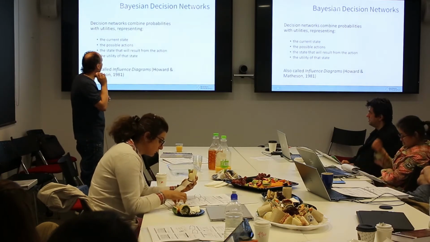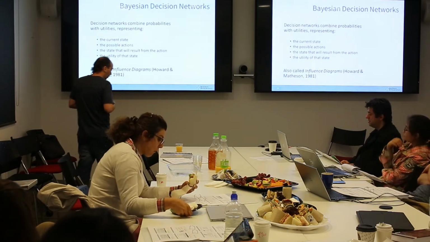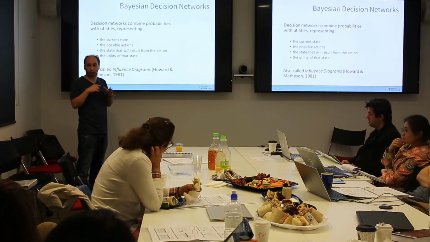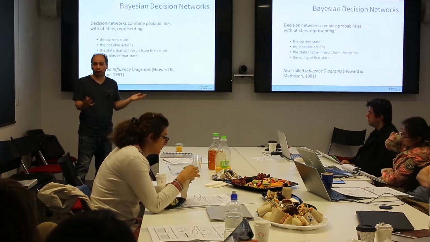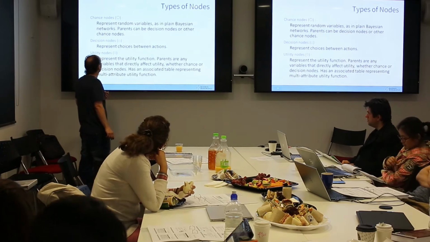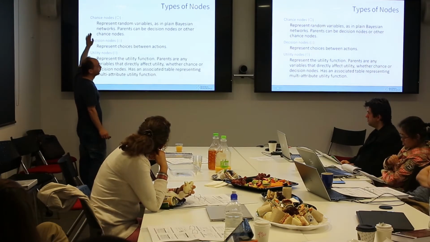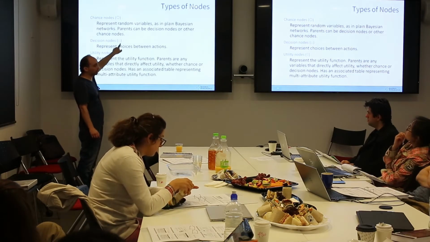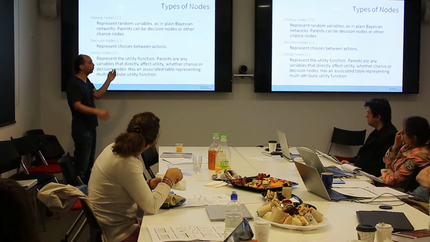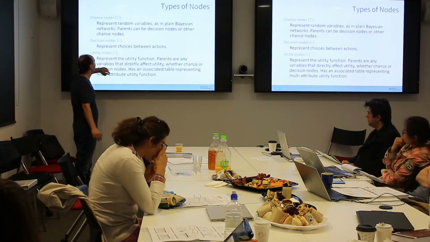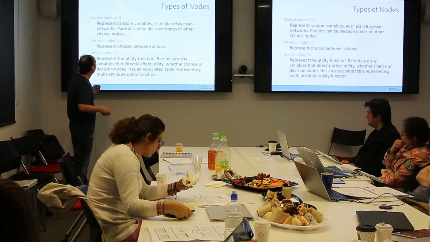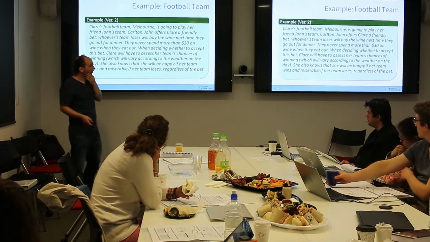Okay, so a decision network is, as I said previously, just a basic Bayesian network, and it adds on top all of the infrastructure for working with decisions, so just the utility nodes and the action nodes. There's the chance nodes that we've already seen. Decision nodes are usually represented by something square, and utility nodes are usually represented by something diamond-shaped.